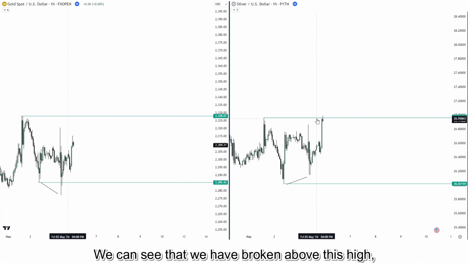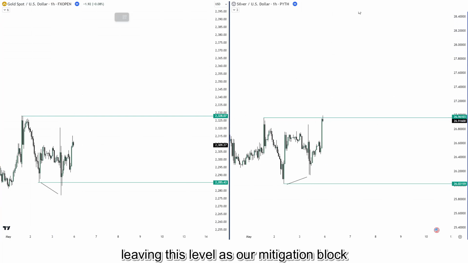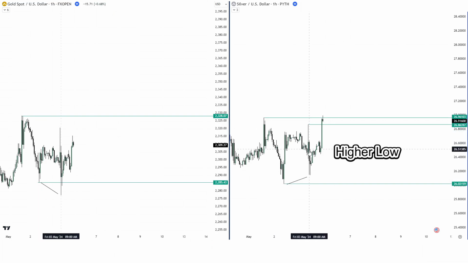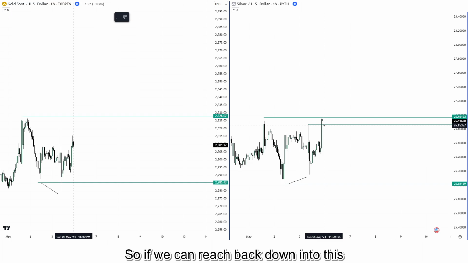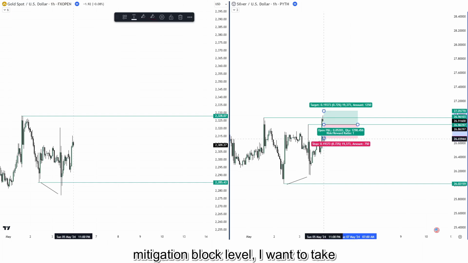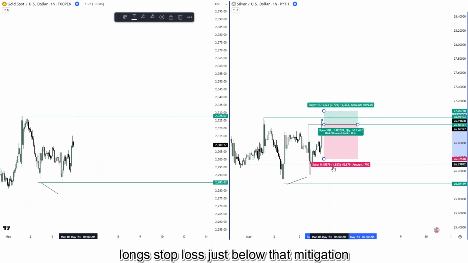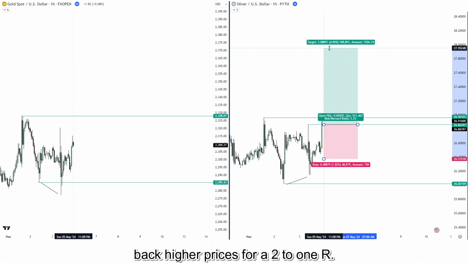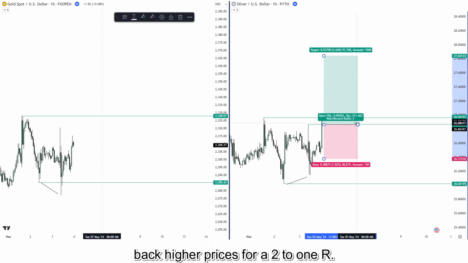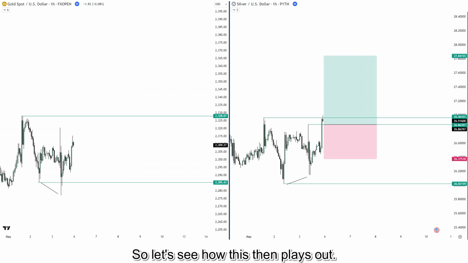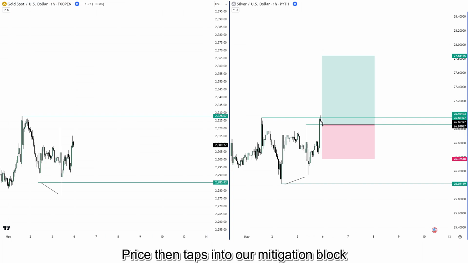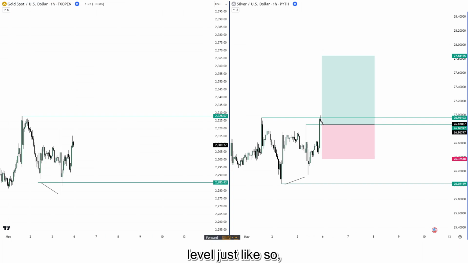We can see that we have broken above this high, leaving this level as our mitigation block: low, high, lower high. So if we can reach back down into this mitigation block level, I want to take longs, stop loss just below that mitigation block, targeting back higher prices for a 2-to-1. So let's see how this then plays out. Price then taps into our mitigation block level just like so.